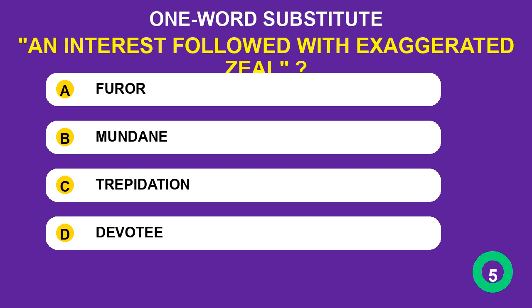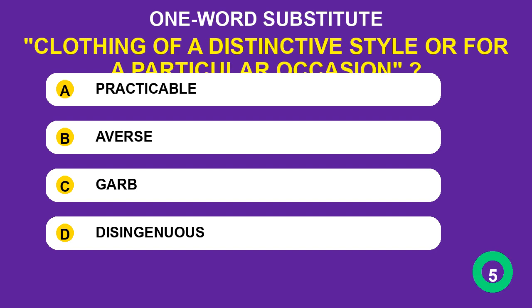What is the one word for an interest followed with exaggerated zeal? The correct answer is furor. What is the one word for clothing of a distinctive style or for a particular occasion? The correct answer is garb.